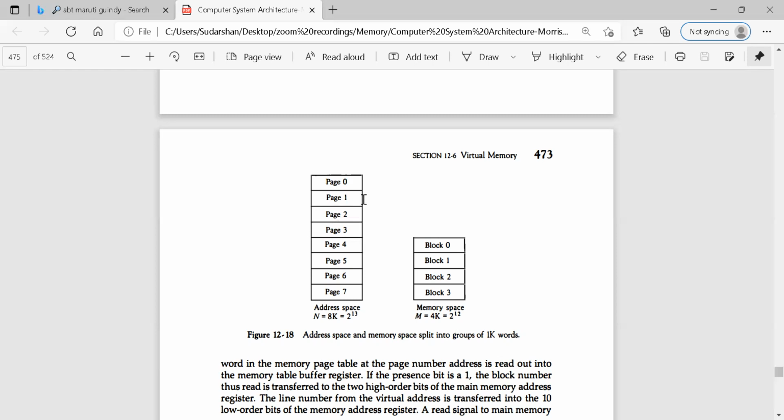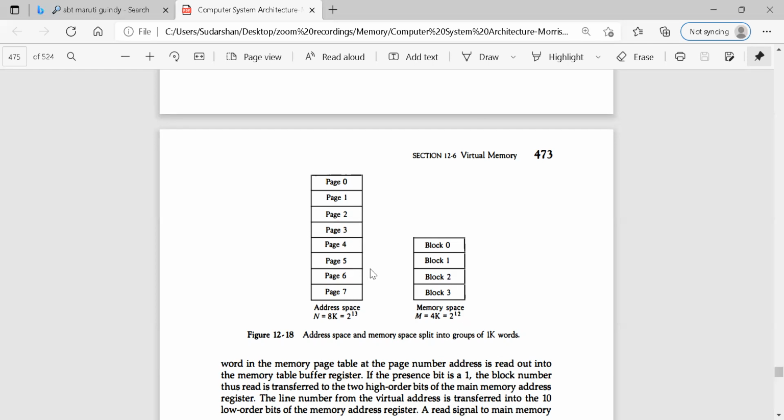Need not be continuously stored. For example, page number 0 can be stored in block number 3. Page number 1 can be stored in block number 0. Page number 4 can be stored in block number 1. And page number 6 can be stored in block number 2. That means we don't store them in continuous locations. They can be stored in a scattered manner, depending on whichever block is available at a given point of time.